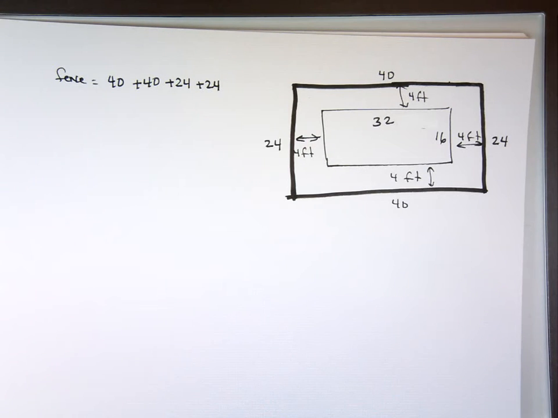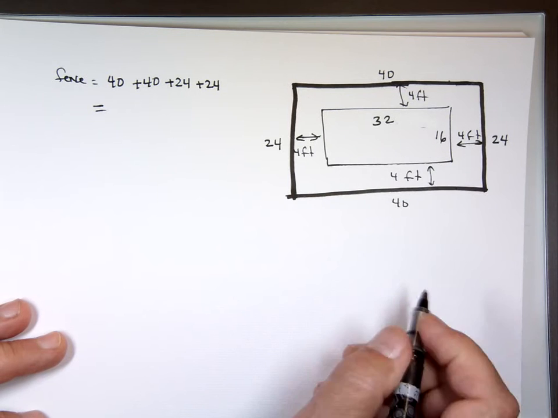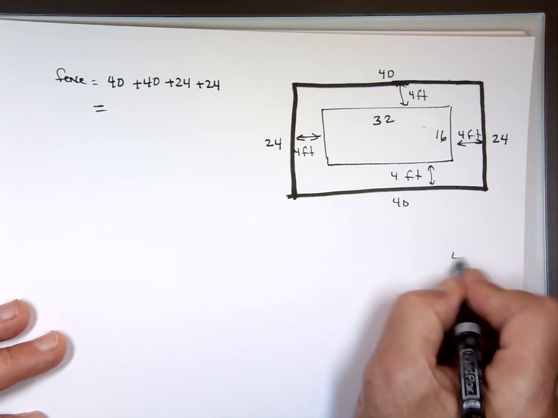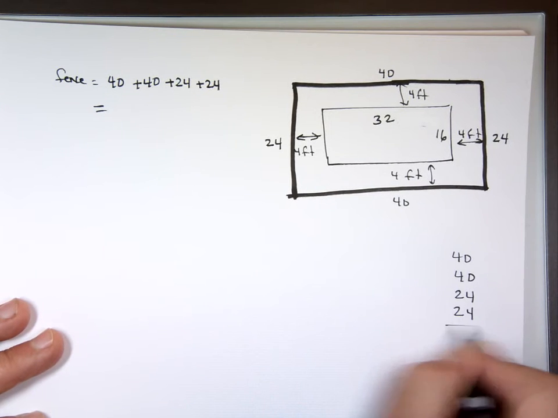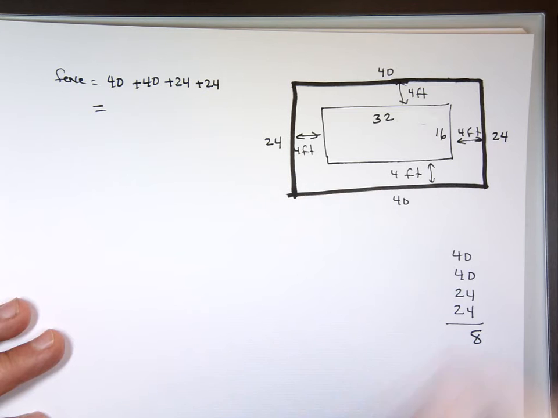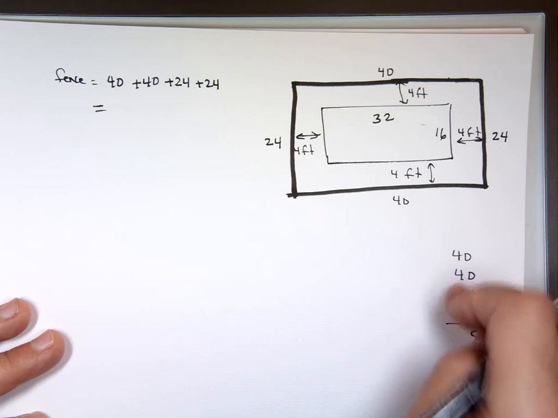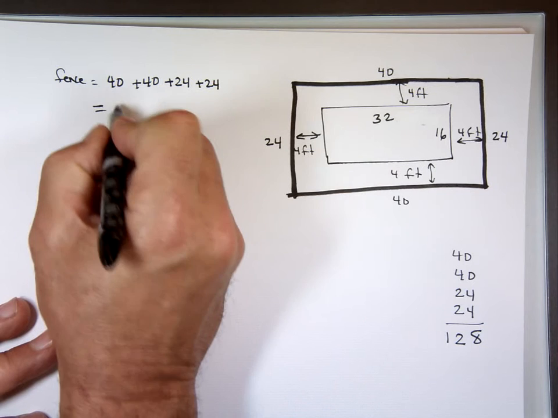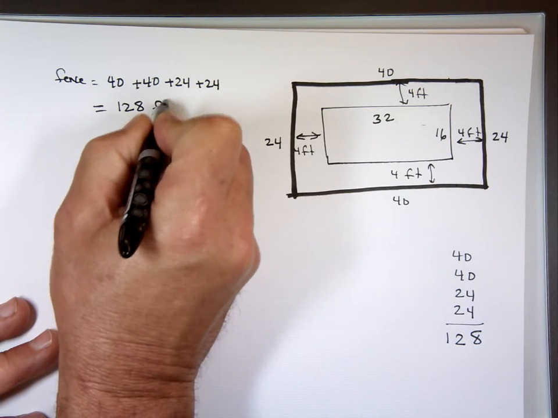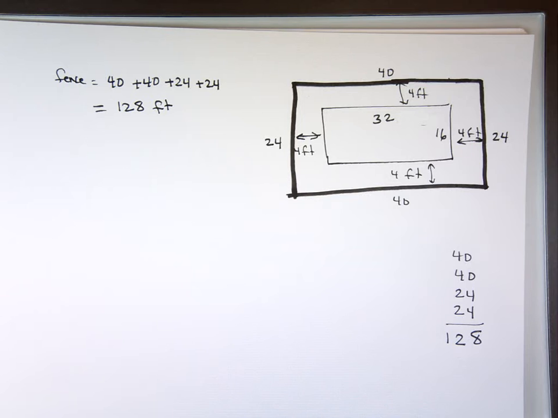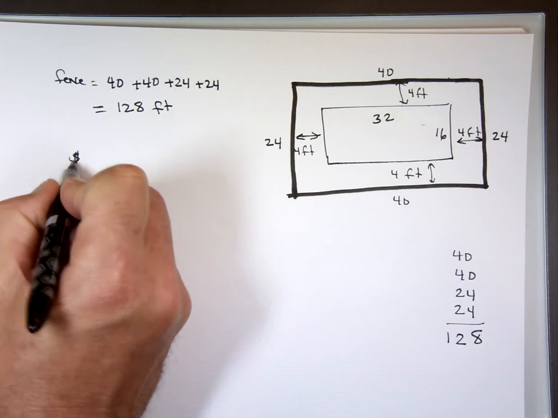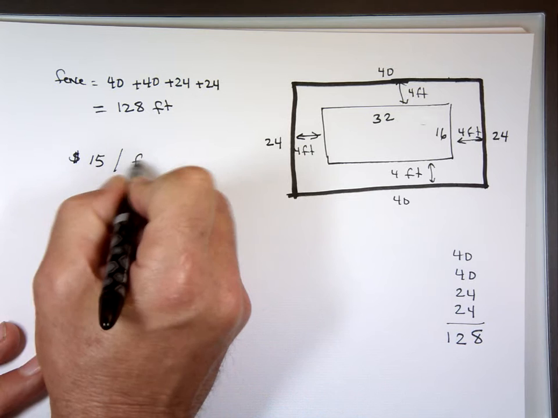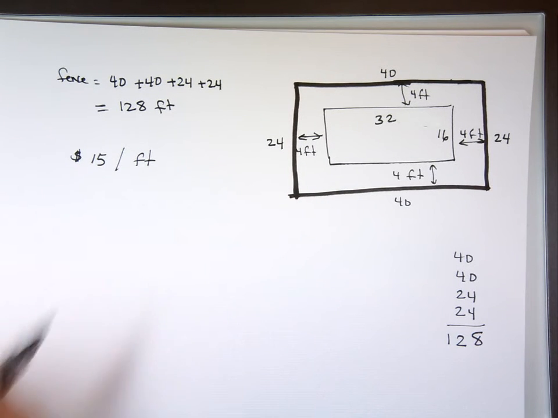So how many feet of fencing do we need? Add them. Let's see, 40, 40, 80. 24, 24, 4 and 4, 8. 4 and 4, 8, 10, 12. 128 feet of fencing. Now we get in the truck, and we drive to Home Depot or Lowe's to buy the fence. And the fence is selling at a price of $15 a foot. It's a nice fence. For every foot, you're going to pay $15. That's the price.